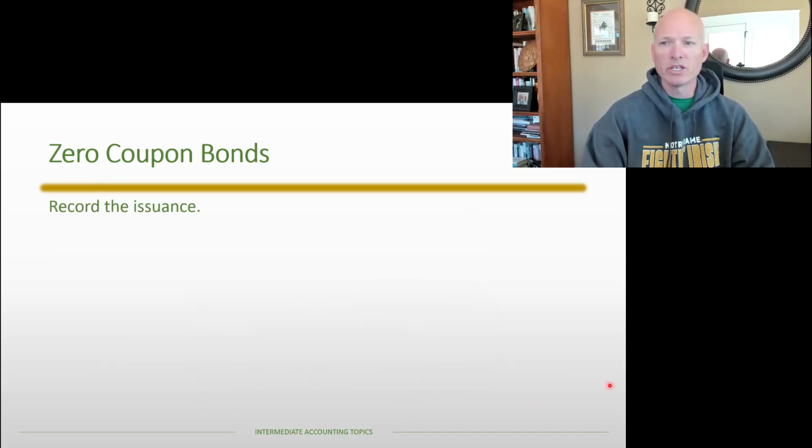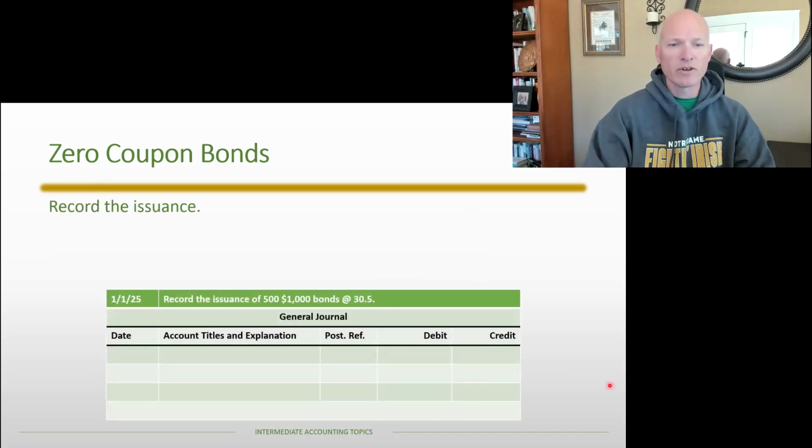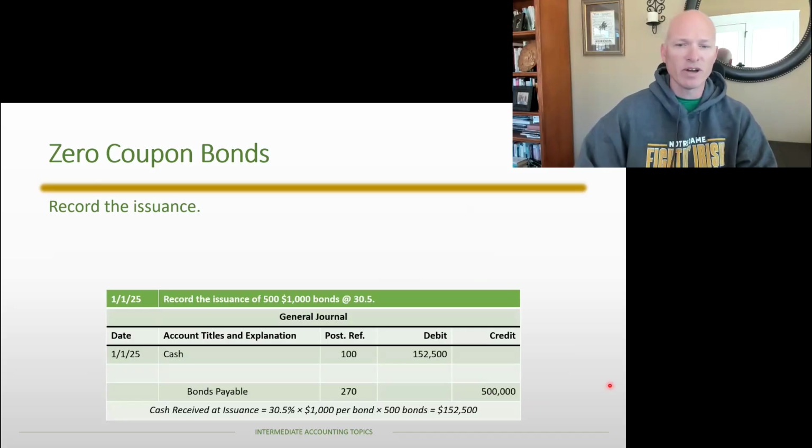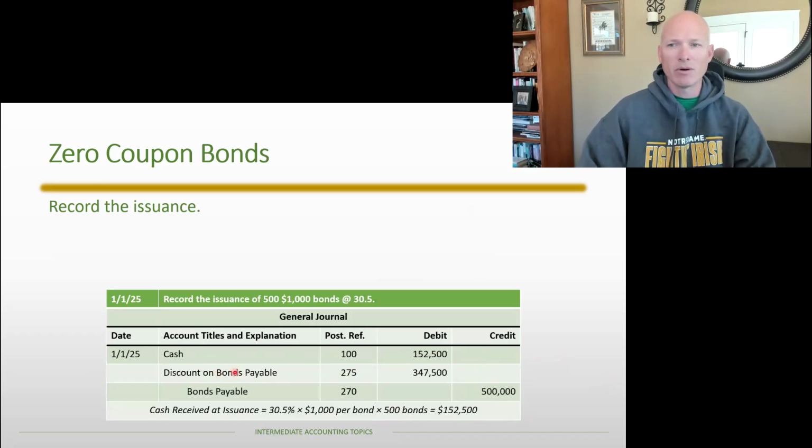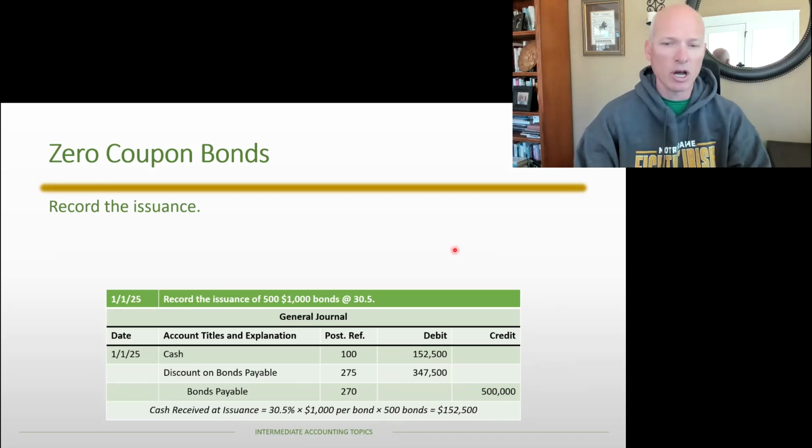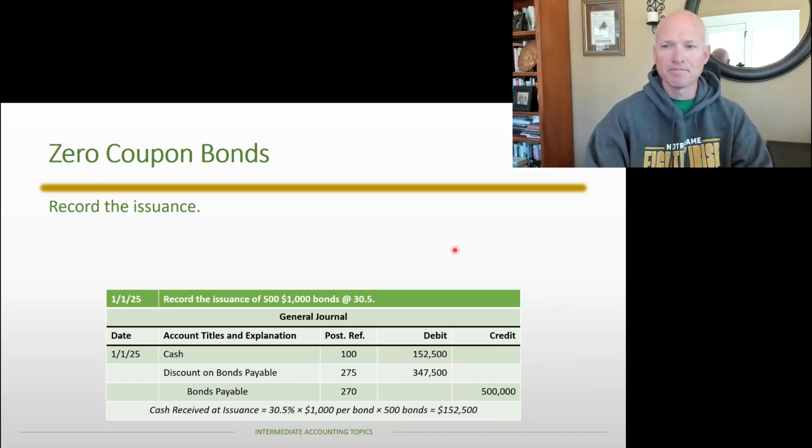So when we record this issuance, hopefully not too difficult, the cash that we receive is $152,500. The par value of the bond is still $500,000, 500 times 1,000. And so the difference is that contra liability account, the discount on bonds payable. And over time, that discount is going to go to zero, which means the amortized cost is going to approach the par value.